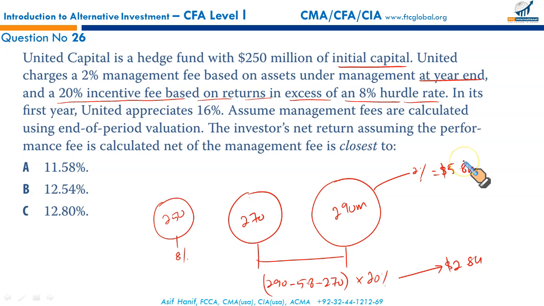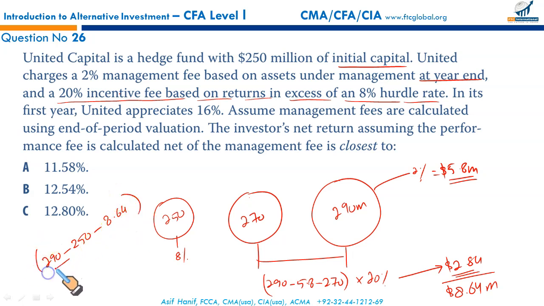So this is the total fee to United Capital, 5.8 million and 2.84 combined, it is 8.64 million. Now we need to calculate the net return. Net return is simply equal to 290 less the initial value of the fund less the amount paid as a total fee to United, 8.64, and divide it by the original value at the start, 250. If you do all the simple computation, you get 12.54. That's the percentage. So that gives you B as the correct option.